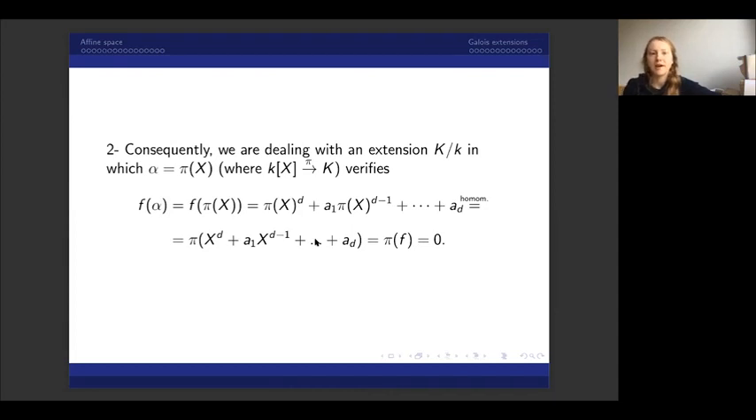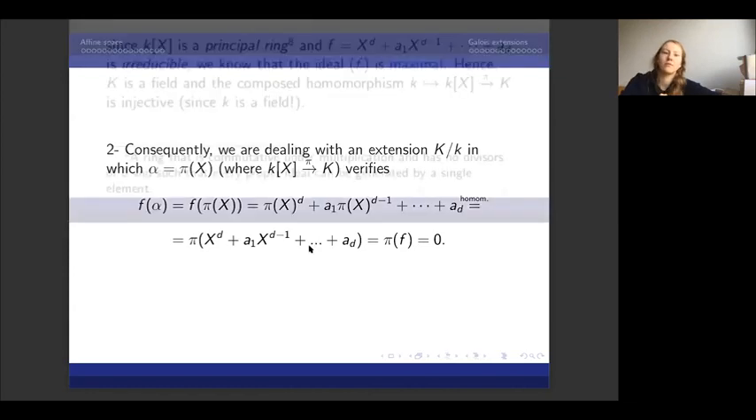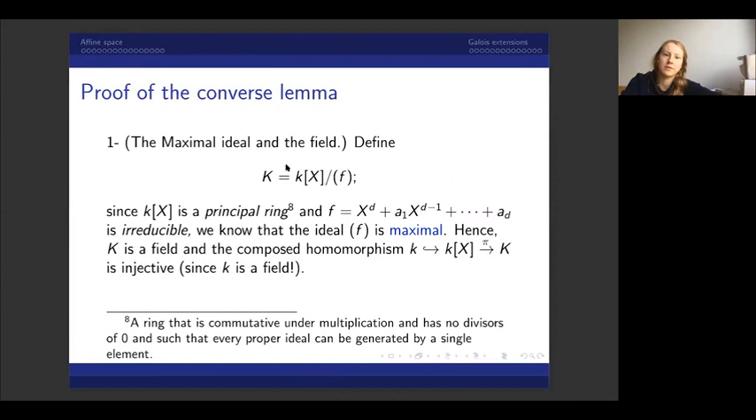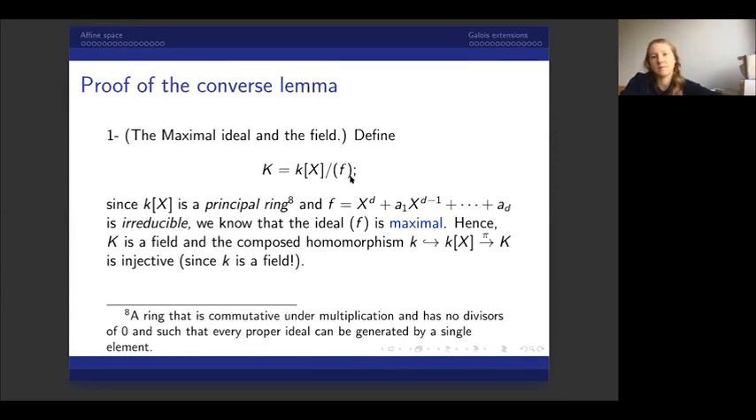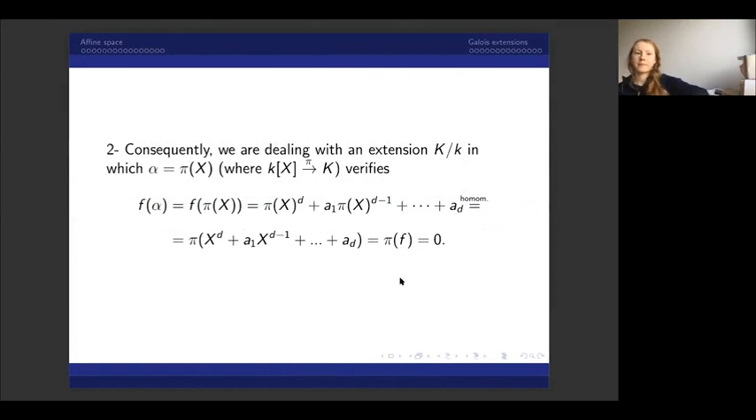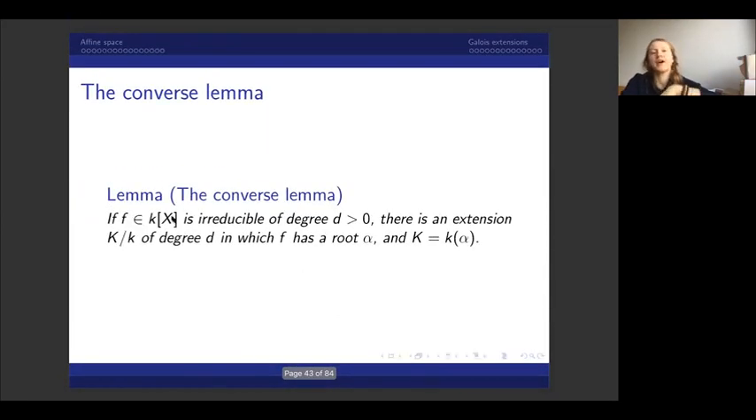And pi of f is zero by definition, because capital K is this quotient. So pi of f is equal to zero. So this we have proven. What have we proven? That if f is an irreducible polynomial of degree d, there is an extension capital K over small k, of degree d, in which f has a root alpha. And capital K is k of alpha.